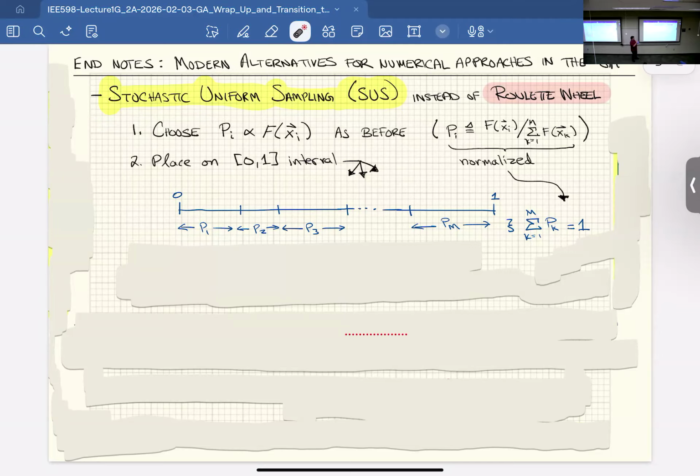So you've got your probabilities that are proportional to fitness, like you would in fitness proportionate selection. So you can place those on your interval, like in fitness proportionate selection. So this is individual one's probability because they're higher fitness than individual two. They take up more space than individual two.